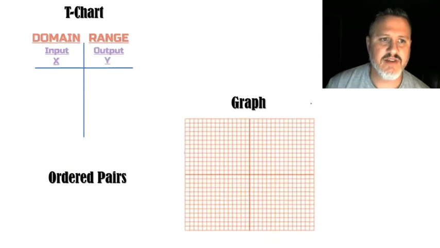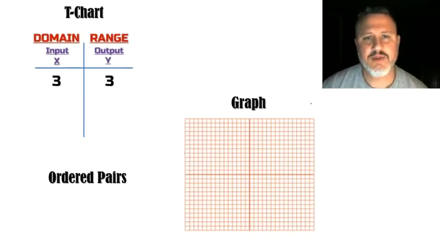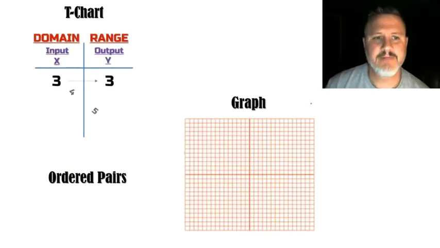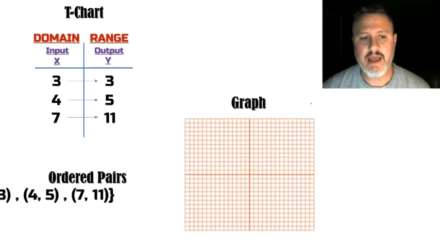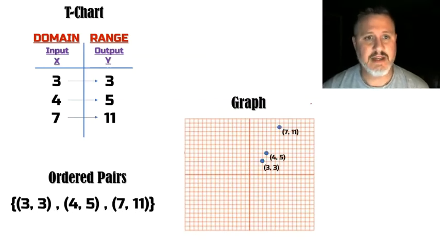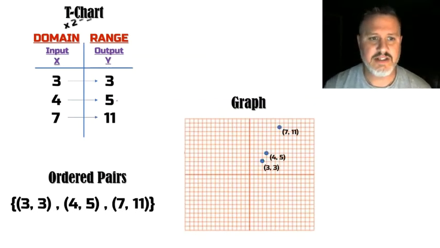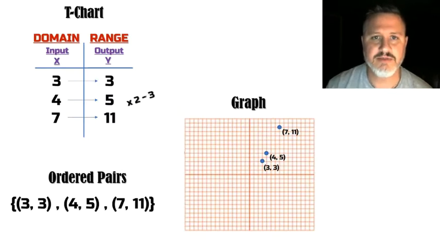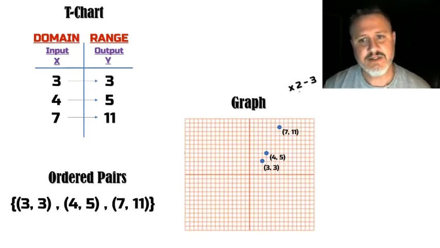Okay, and let's look at the final example. We had a 3 turn into a 3. This is a weird problem, right? A 4 turn into a 5, and we had a 7 turn into 11. And you can write them as ordered pairs. You can graph them, and again, we found a pattern over in this section. It was multiplying by 2 and subtracting 3. And since there was a pattern over there, the pattern over here is linear as well, which is pretty neat.